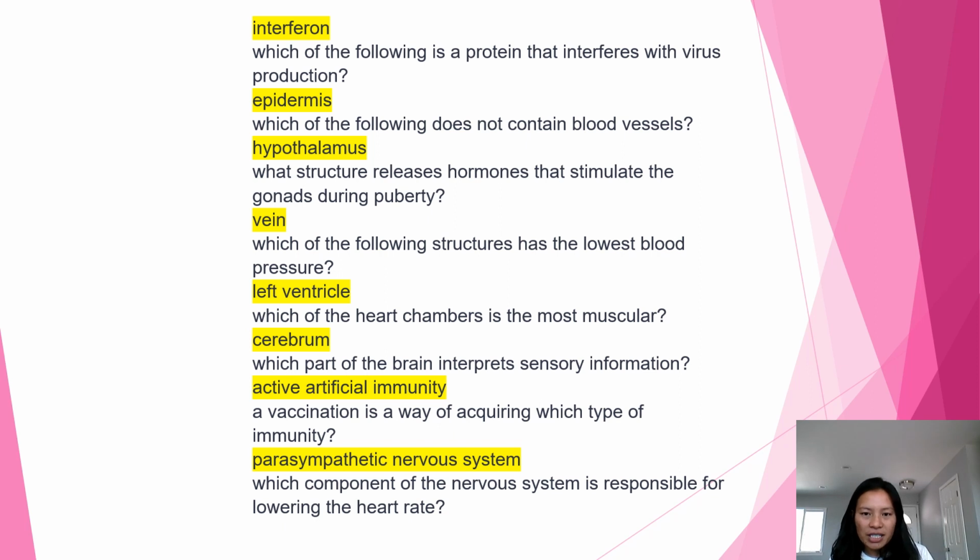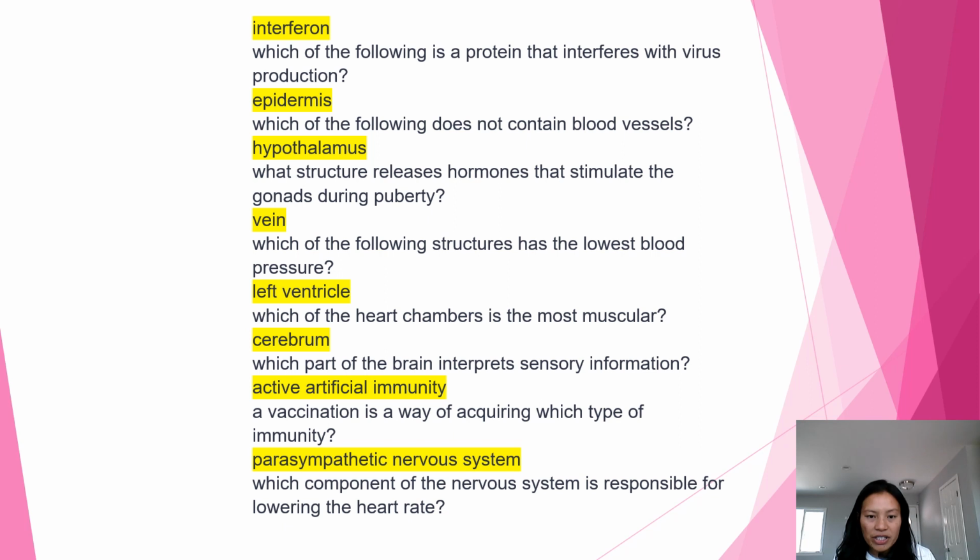Which of the following does not contain blood vessels? The epidermis. The epidermis, the outer layer of the skin, doesn't have blood vessels. Okay, what structure releases hormones that stimulate the gonads during puberty? It's the hypothalamus. Which of the following structures has the lowest blood pressure? It's the vein. Okay, lowest blood pressure is in the vein.